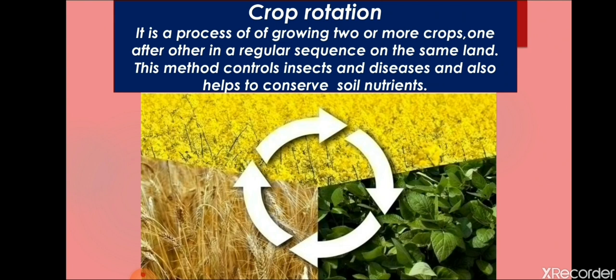One will consume more soil fertility, one is a less consumer of soil fertility, less consumer of nutrients or minerals. Like that only. So this protects crops from insects and diseases, and also helps to conserve soil nutrients. Basically, when we grow two or more crops one after another in a regular sequence on the same land, this method of farming is called crop rotation. It controls insects and disease and also helps to conserve soil nutrients.